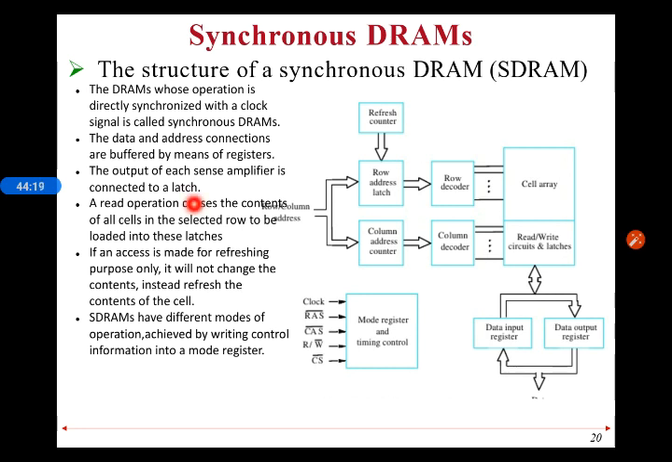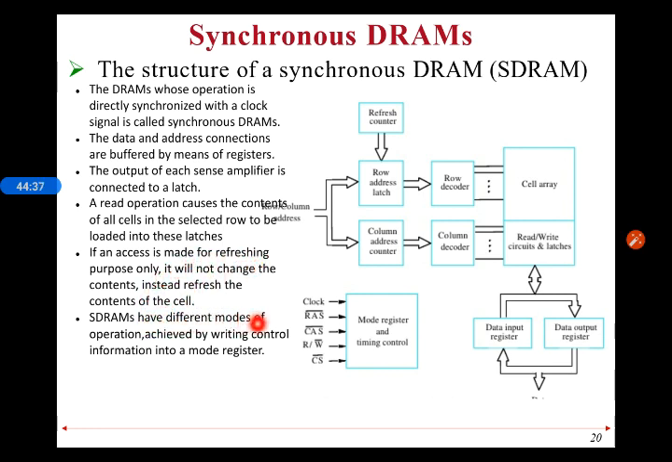A read operation causes the contents of all cells in the selected row to be loaded into the latches. If an access is made for refreshing purposes, it will not change. Refreshing means that, since we are using DRAM, dynamic RAM, we need refreshing. So instead, refreshing can be made possible.